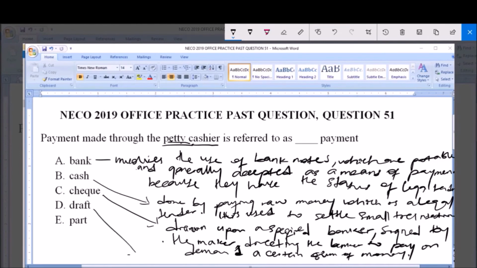Now this is draft. Draft is a check that is drawn from bank funds. It is also a check drawn from bank funds, and it refers to an automatic transfer from your bank account to a service provider. So draft simply refers to an automatic transfer from your account to a service provider.